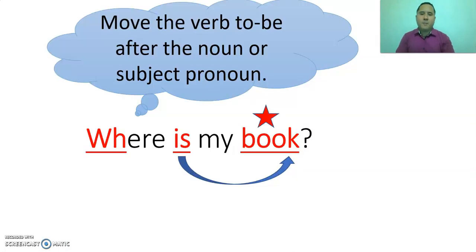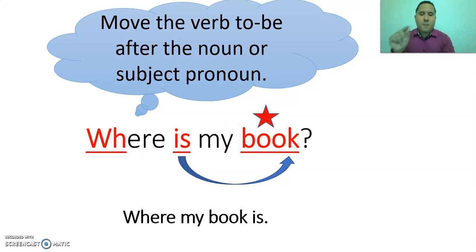For example, guys, if you have a WH question with the verb to be, if you want to prepare that question for an indirect question, you need to change something. What? The verb to be will be moved right after the subject. The subject is book, okay? So, where my book is.